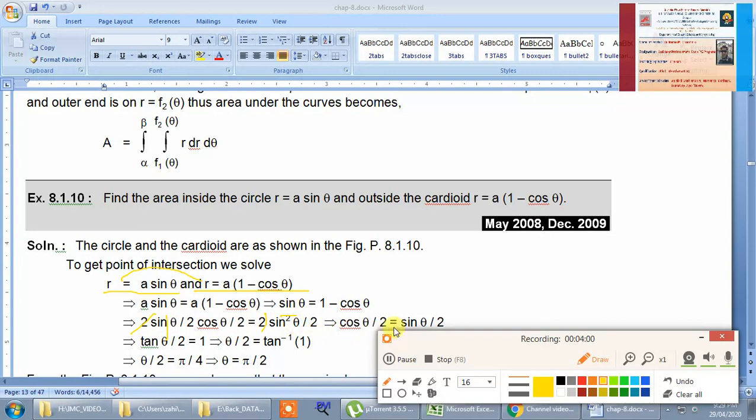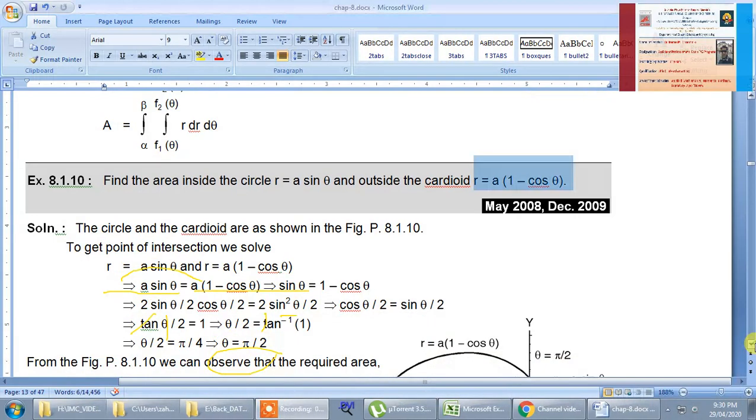So you will find that sin(theta/2) divided by cos(theta/2) is equal to 1, that is theta/2 is equal to tan inverse of 1, and that is equal to pi by 4, and pi by 4 multiplied by 2 becomes pi by 2. So here we found that the value of theta is pi by 2. What is the meaning of that? The cardioid and circle are meeting each other at theta equal to pi by 2. That is the geometrical meaning of this.